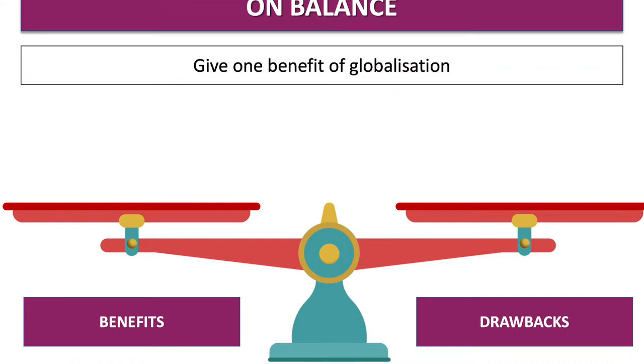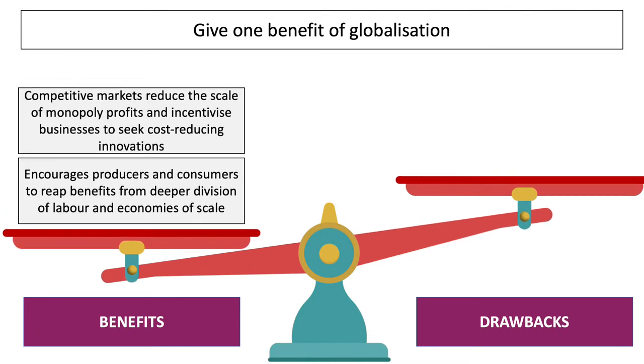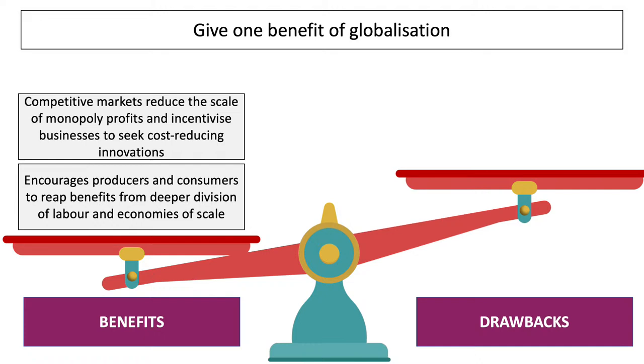Let's have a look at a couple of suggestions here that we've prepared earlier for you. So balancing in on the benefits side, a couple of suggestions here. And this first one, I think, reflects what a lot of you were suggesting in the chat there, that competitive markets reduce the scale of monopoly profits and incentivize businesses to seek cost-reducing innovations. When you open up to globalization, then you're competing in a far bigger market and there will be far more competitors out there that you have to face up to. So that's going to, first of all, reduce the scale of monopoly profits and incentivize businesses to seek cost reducing innovations so that they can compete better in those wider, bigger markets. And that, going back to the points about benefiting economic agents, might benefit the firm, but certainly benefits the consumer as well. And maybe the government does well out of a tax income as well.